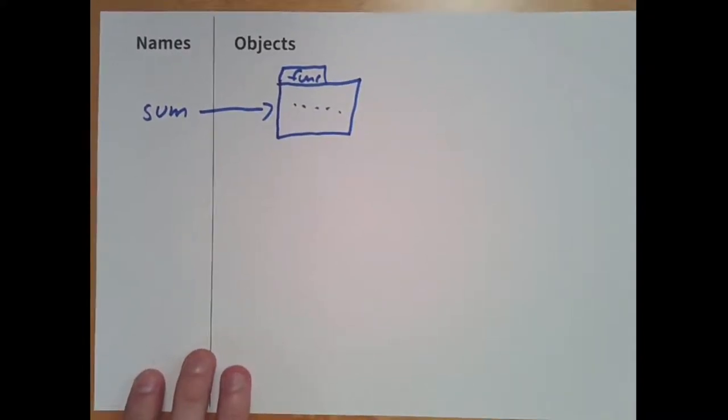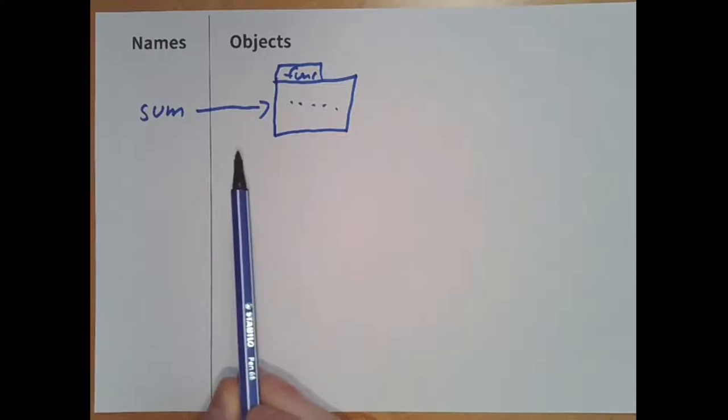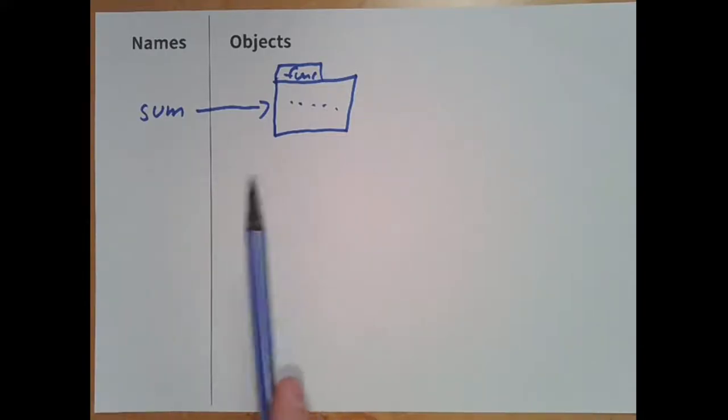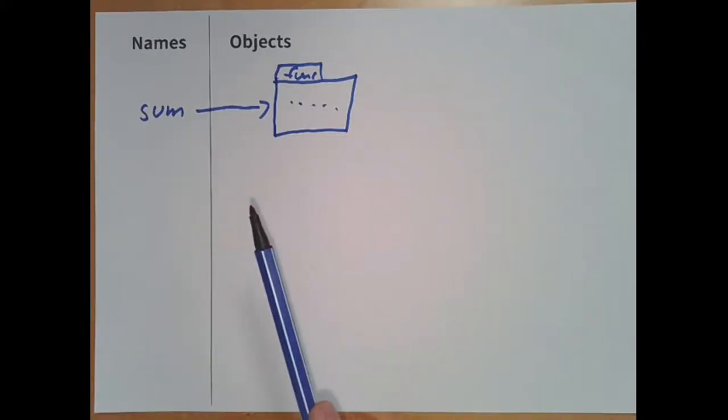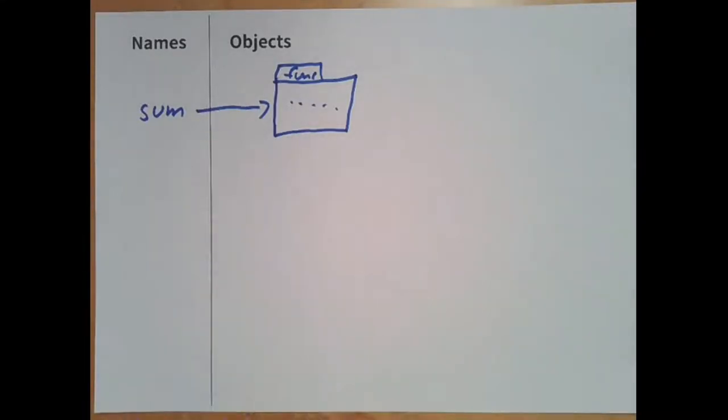So let's briefly see what that looks like in a memory diagram. From the previous video, I already have the sum function in the memory diagram. So in future videos, I will not draw any functions that are built in, because we can assume that they already exist as objects. So this is just to contrast that to a built-in, to a user-defined function.